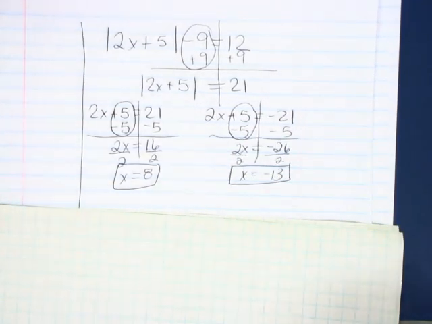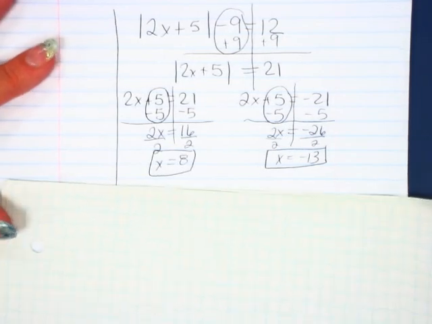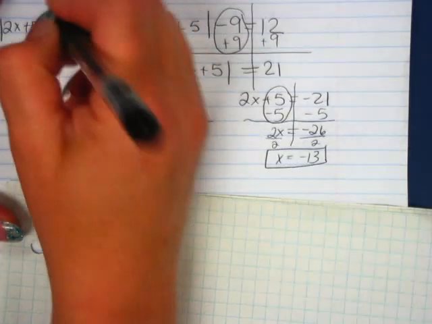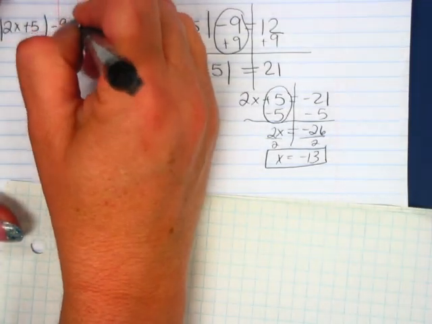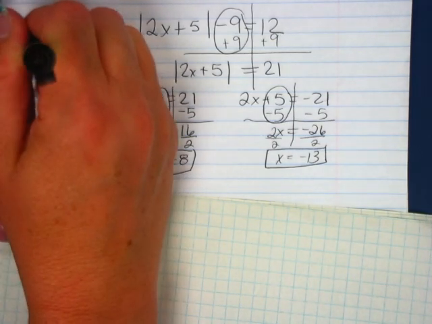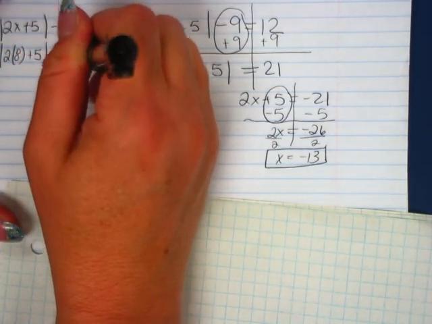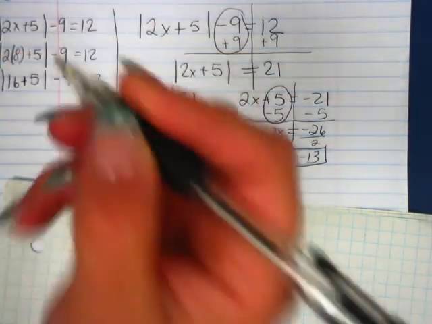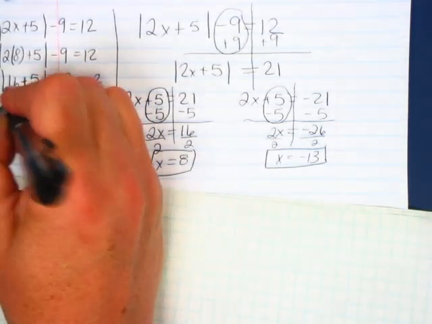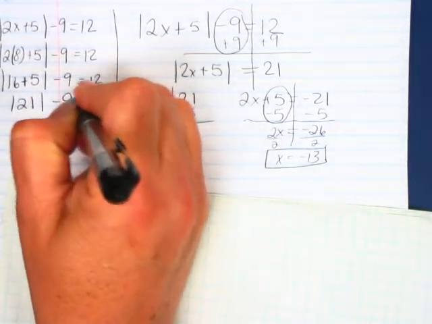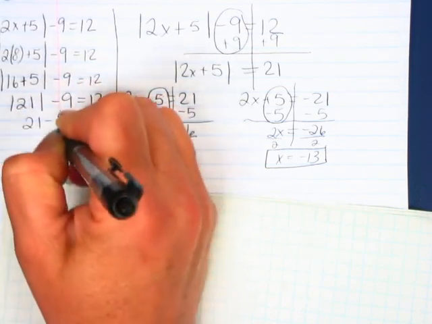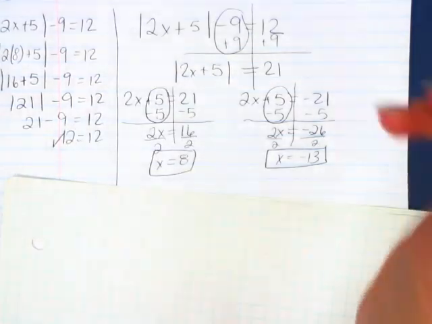I'm going to plug them in and check them just to see that they do actually work. So the absolute value of 2x plus 5, minus 9, equals 12. X is 8. 2 times 8 plus 5, minus 9, equals 12. So 16 plus 5 gives us 21, and the absolute value of 21 is 21. And 21 minus 9 is actually 12.